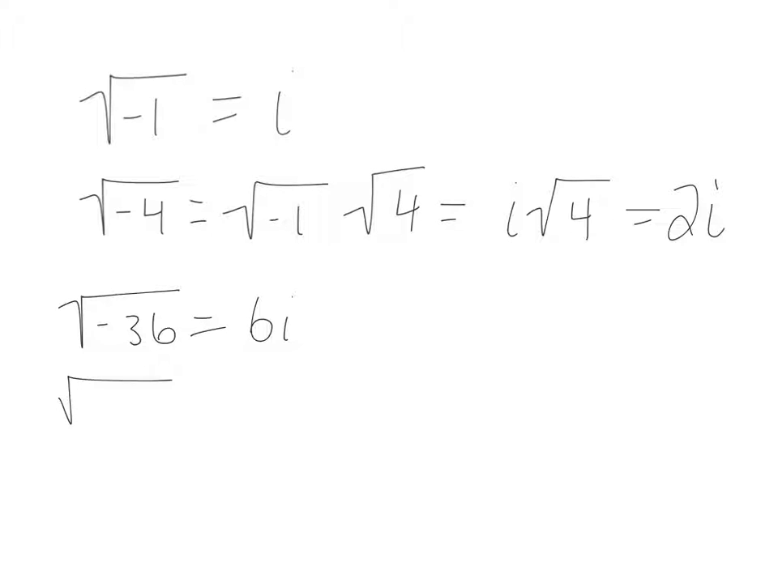Let's say we now had the square root of -24. That we know would be i times the square root of 4 times the square root of 6, which is 2i root 6. So simplifying with i works very similarly to simplifying with non-imaginary square roots. Just some things to know about i.